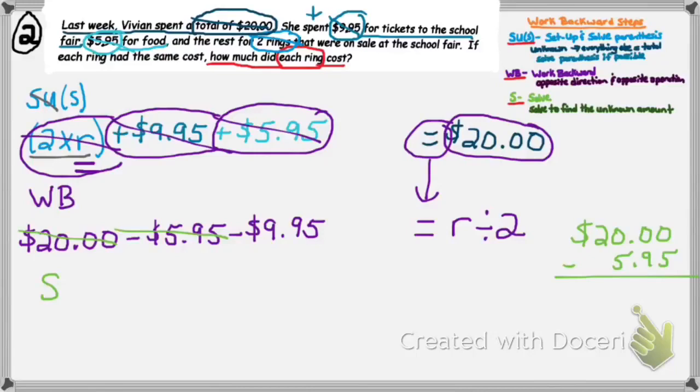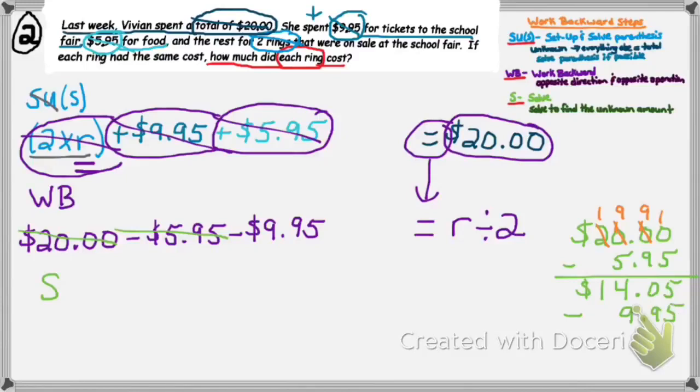I'll go ahead and do the math, but I cannot subtract, so I need to borrow. Cross out the 2, make it a 1. This becomes 10, but I still can't subtract. So borrow from the 10, cross it out, make it a 9. This becomes a 1, but I still can't subtract. So borrow from this 10, cross it out, make it a 9. This becomes a 1, and now I can subtract. 10 minus 5 is 5. 9 minus 9 is 0. Bring down my decimal. 9 minus 5 is 4. 1 minus nothing is 1. So I have $14.05.